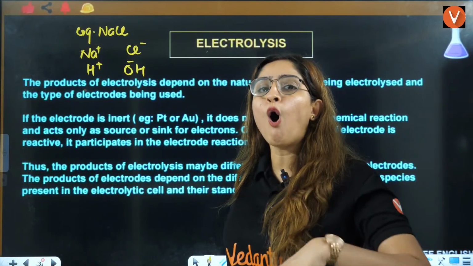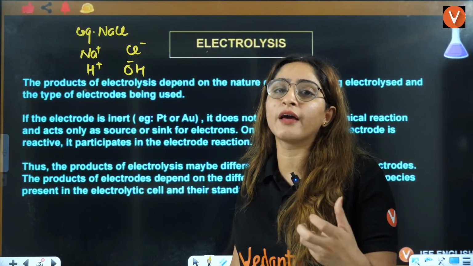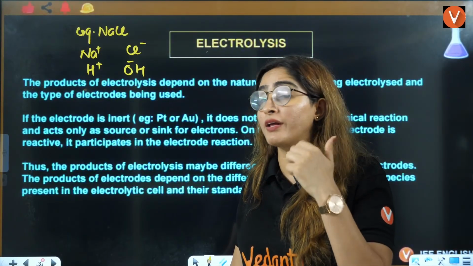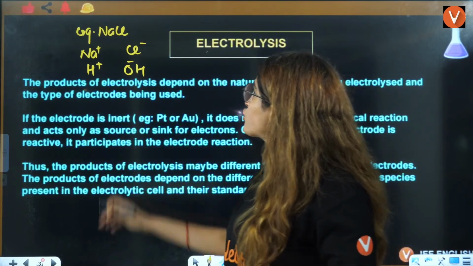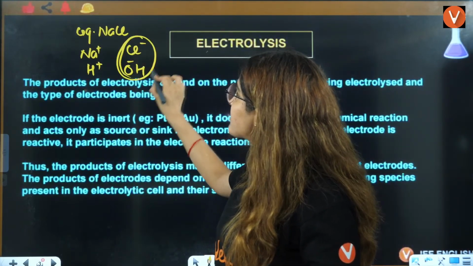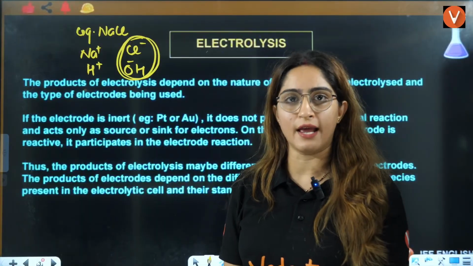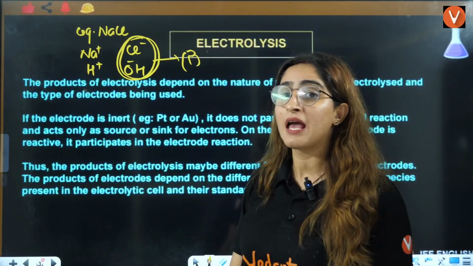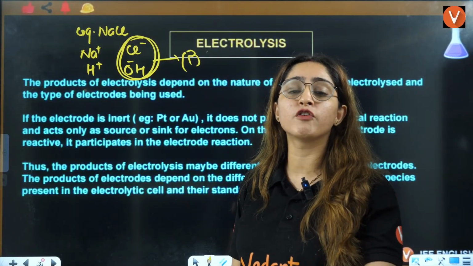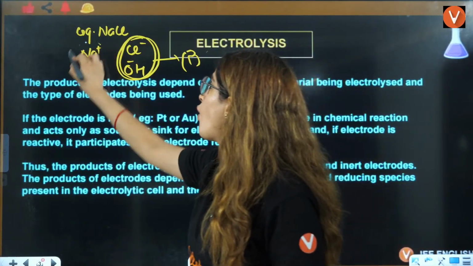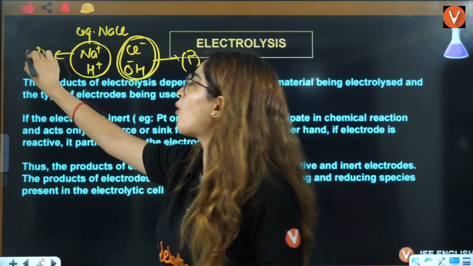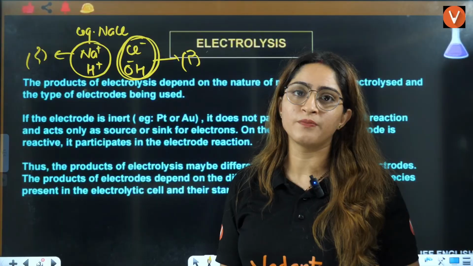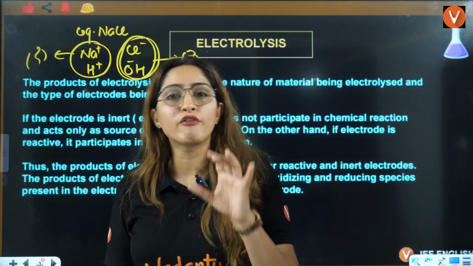Now, on the anode side, there will be loss of electrons. So these anions will always lose electrons, but we don't know which will lose the electron. And on the cathode side, there will be gain of electrons, and we don't know out of Na positive and H positive which will gain the electron. That is the choice that you have to make.